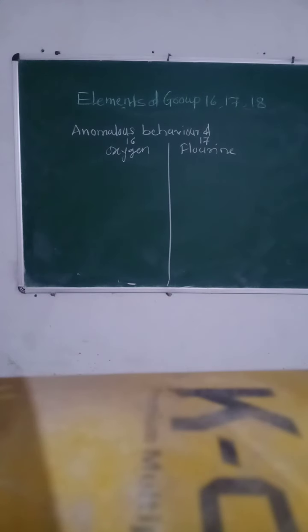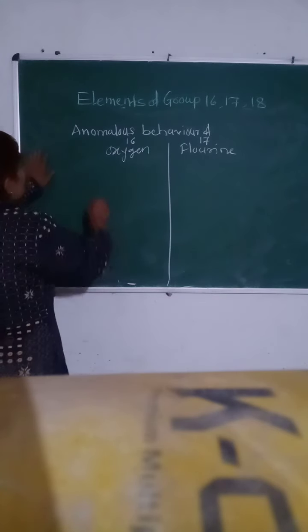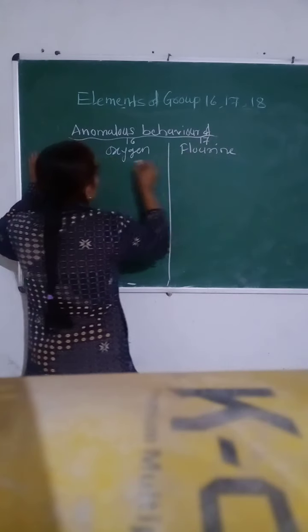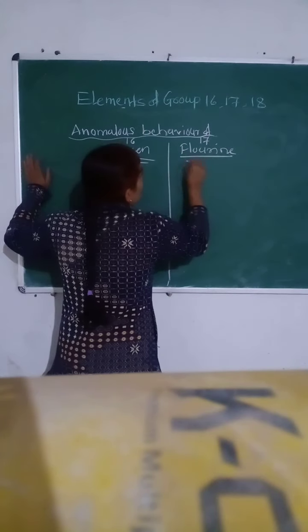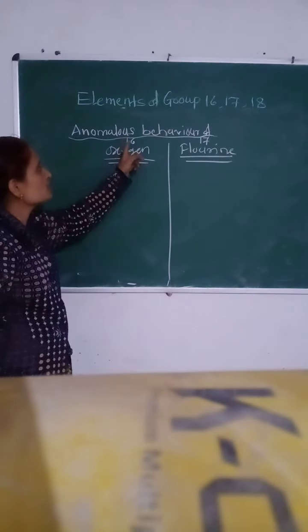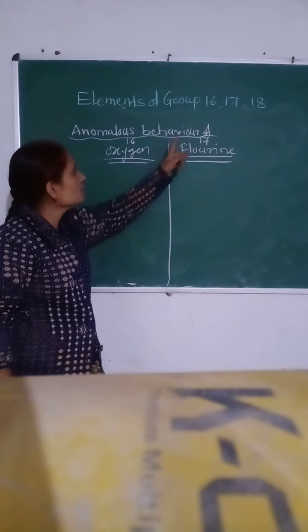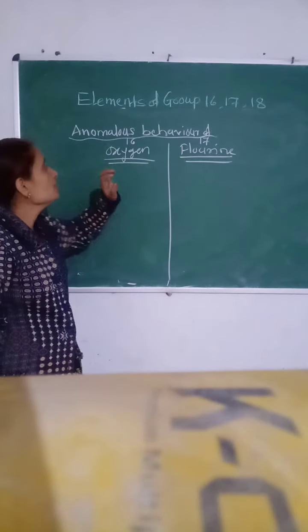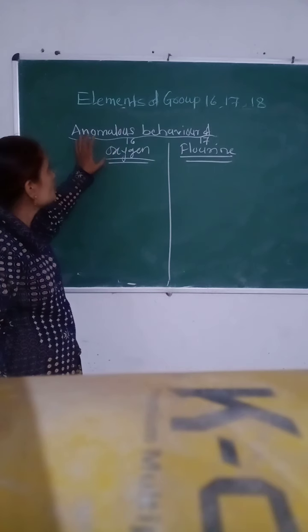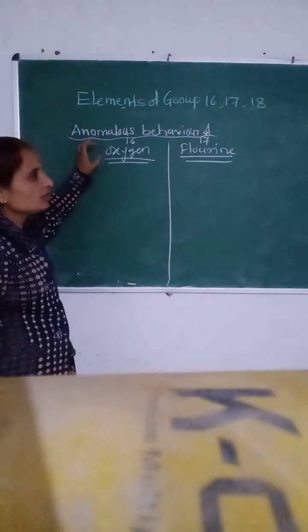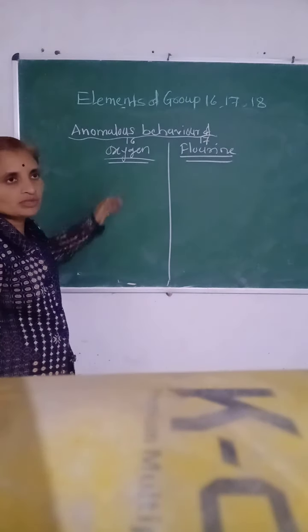See, today we have to start here anomalous behavior of oxygen and fluorine. In group number 16, the first element will be oxygen. In group 17, that will be fluorine. Anomalous behavior means that oxygen will be different from the other elements of that group.